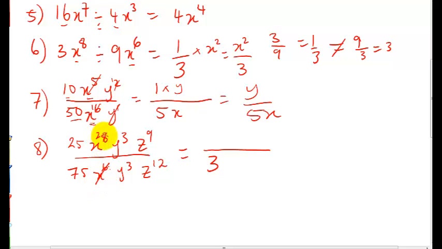Okay, leftover on the top. You see how I did that? I took all the 6 out, so the whole x, and then took just 8. 8 take away 6 gave me 2, so it's x squared.